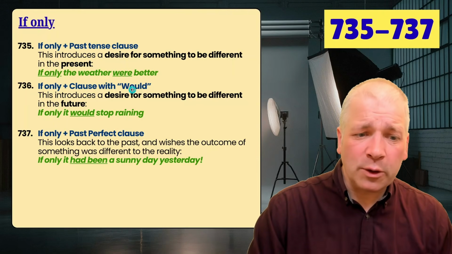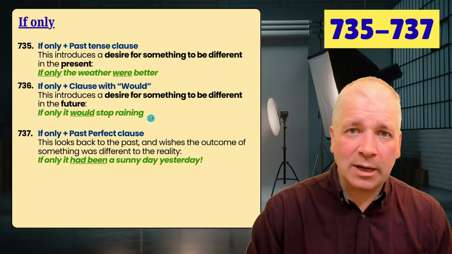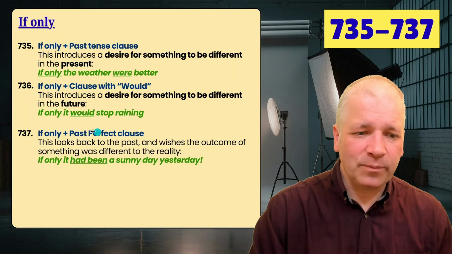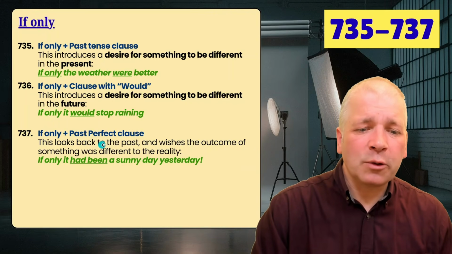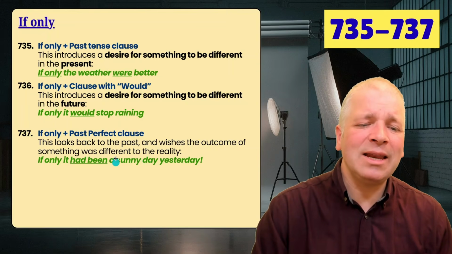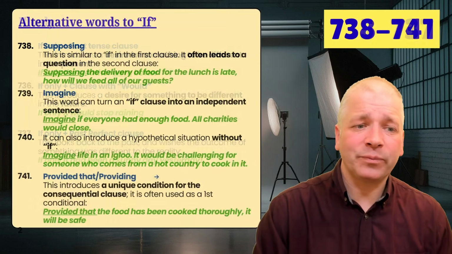For the future, we use would. If only it would stop raining, which means from now onwards into the future. And the past perfect looks back to the past. If only it had been a sunny day yesterday, what we mean is before now.